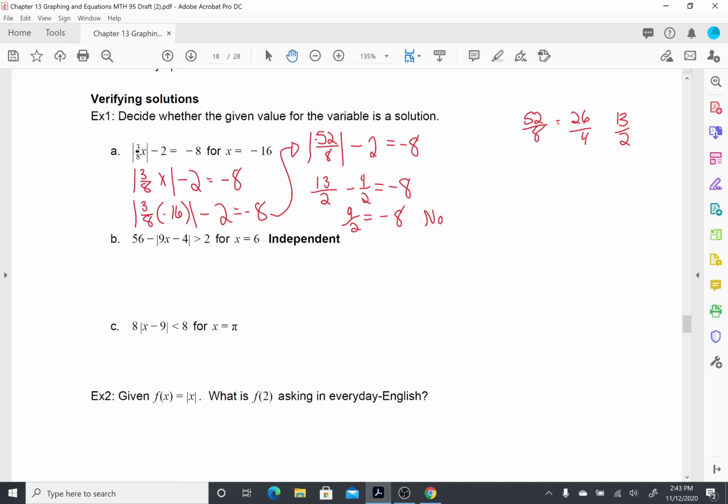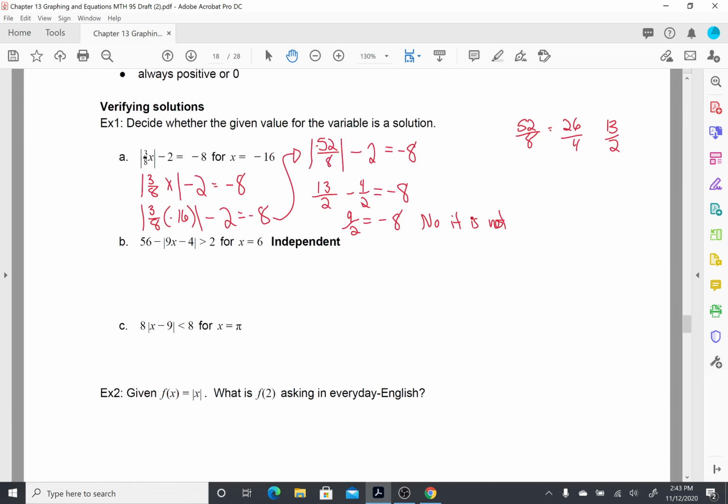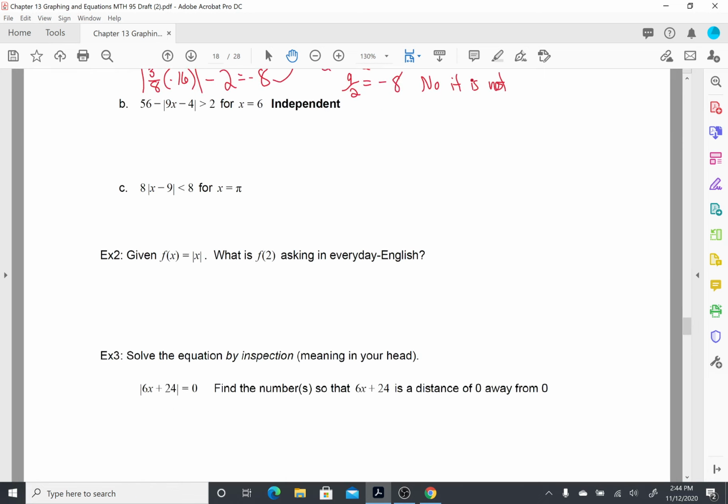So decide whether the given value for the variable is a solution. No, it does not. Last I checked, 9 over 2 does not equal -8. Let's see if this makes any more sense when we get to C.